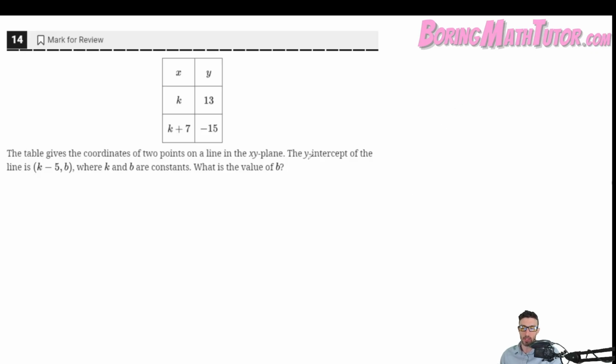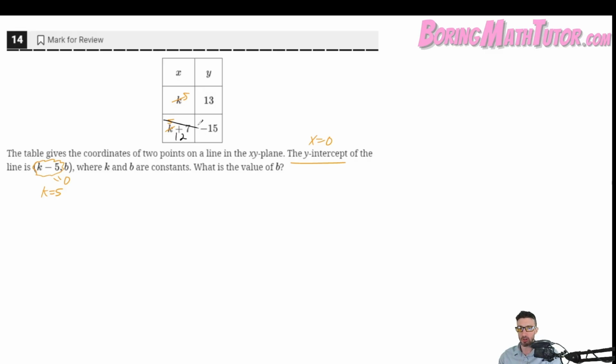It says the y-intercept of the line is k minus 5 comma b. Well, that's interesting because a y-intercept means that x must always equal 0. So that must mean that this k minus 5 equals 0. Well, that means that k must be 5. Okay, so now they're asking us to figure out what b is. But now that I know k is 5, I can put 5 here, and I can put 5 there, which makes this whole thing 12.